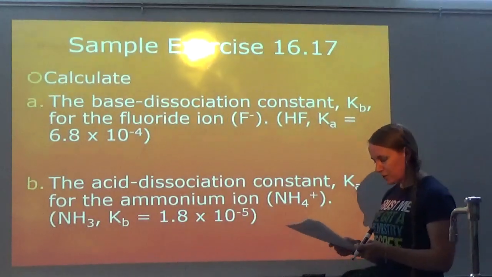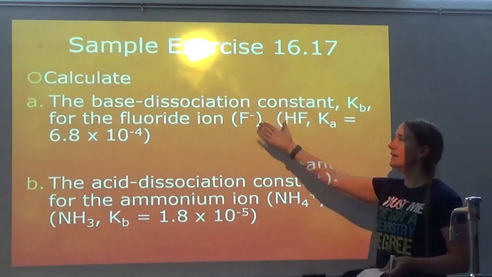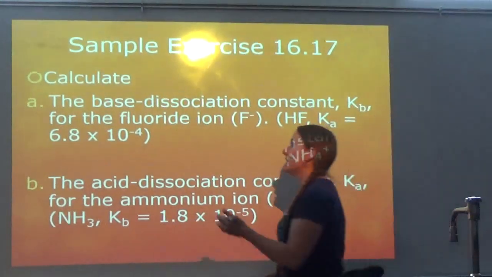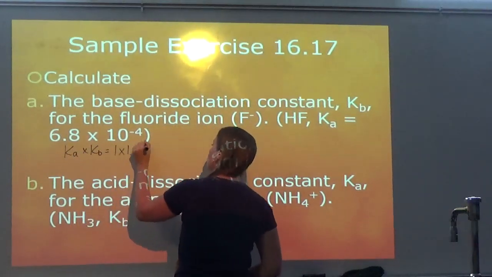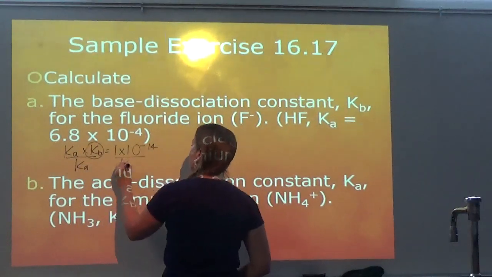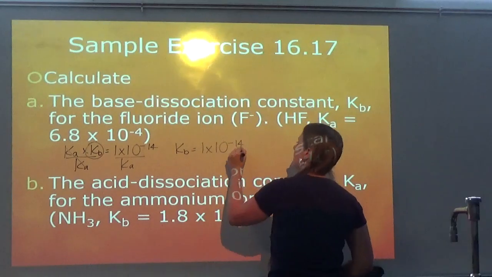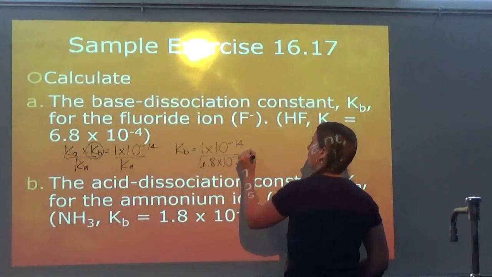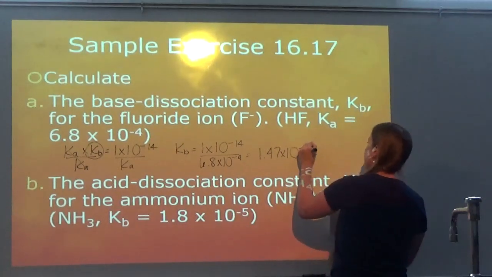All right, so let's look at the first one together. It says the base dissociation constant Kb for the fluoride ion, calculate it, if for HF, Ka is 6.8 times 10 to the negative 4. So I know that Ka times Kb is 1 times 10 to the negative 14. If I'm looking for Kb, I just divide both sides by Ka, and then plug in. So it's 1 times 10 to the negative 14 divided by my Ka, which is 6.8 times 10 to the negative 4. Once I divided, I got 1.47 times 10 to the negative 11.